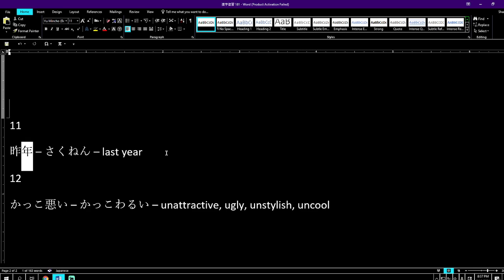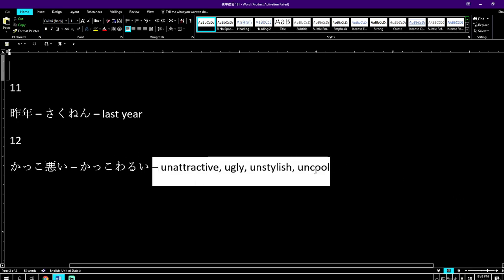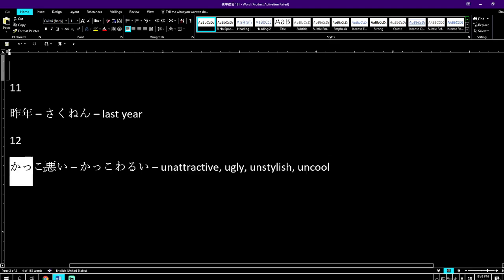Sakunen is last year. And our last one for today is kakkowarui. Kakkowarui is the opposite of kakkoi. Kakkoi means it's the closest thing that you can get to English slang for cool. And kakkowarui is the opposite of this. Unattractive, ugly, unstylish, or uncool. Kakko, which I think means shape, and warui, which is bad. So kakkoi would have been good or cool, and kakkowarui is uncool or bad.